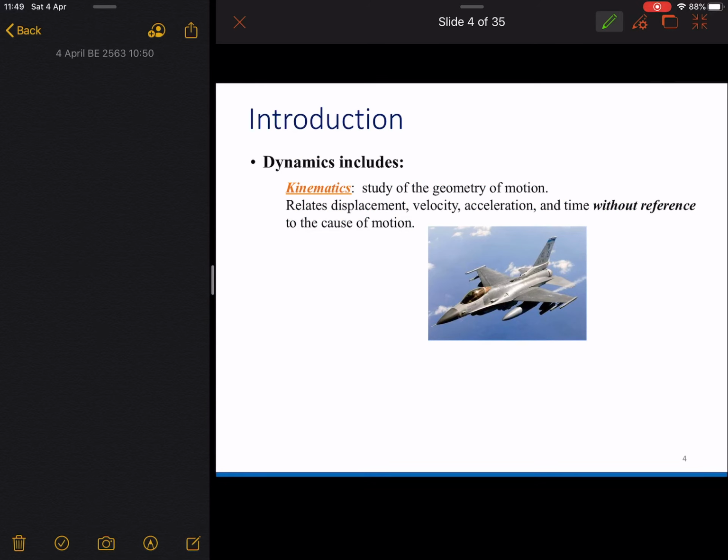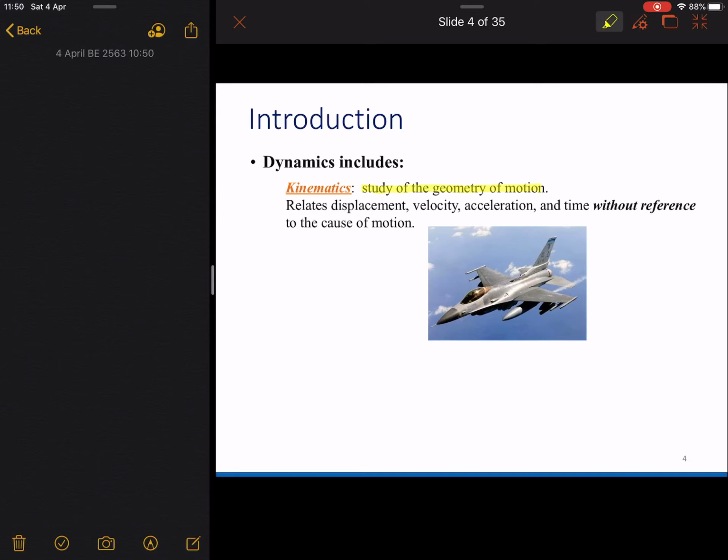So what is dynamics? This is just the introduction. In dynamics, you will have two important terms. The first one is kinematics. Kinematics is the study of the geometry of motion. This relates to displacement, velocity, acceleration, and time, without reference to the causes of the motion.